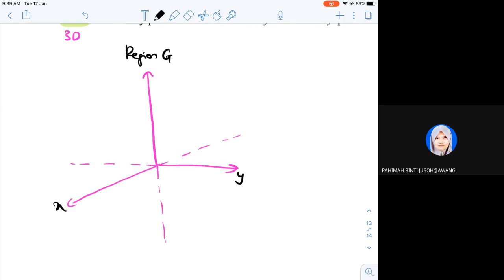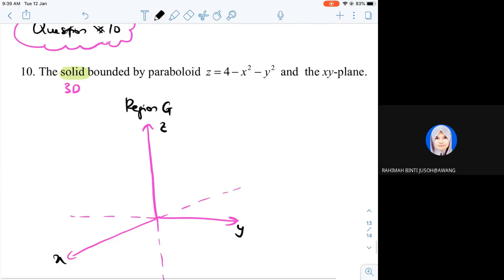X, Y, and Z. Paraboloid, mangkuk tom yum. Upward or downward? Downward. Downward, very good. Because we have negative, tips dia negative. So dia jadi downward lah. Okay, very good. So we have a downward paraboloid like this.